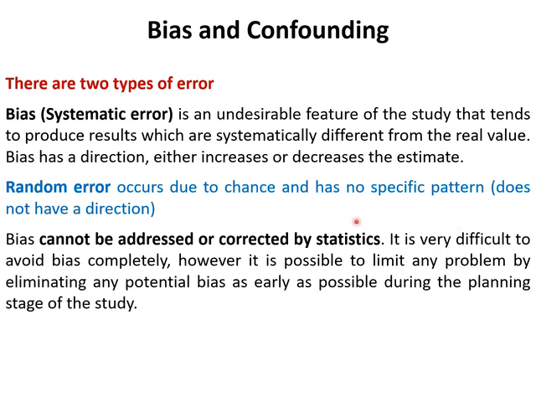Bias cannot be addressed or corrected by statistics. It's very difficult to avoid bias completely, but it's possible to limit the bias and the problems related to bias on the results by eliminating the potential bias early in the planning stage or during writing the protocol.